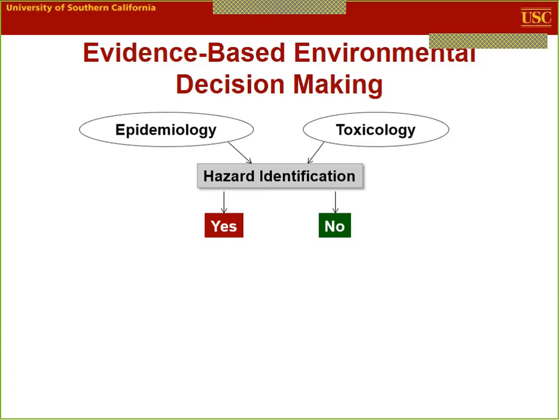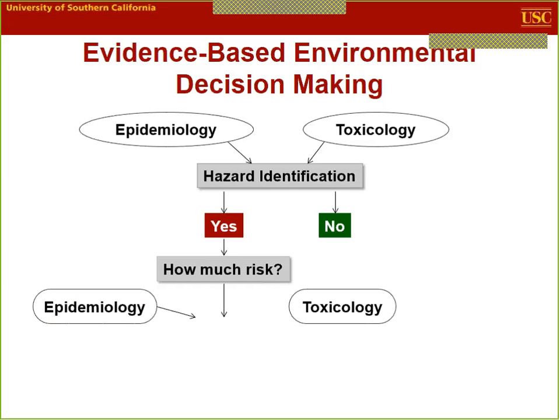Then in our typical paradigm of evidence-based decision-making, we would go on to say, how much risk is there? And this comes into questions of what epidemiology can supply and what toxicology can supply. A next step may be a quantitative risk assessment, looking in some way at how much risk there is. And that leads on to the actual decision-making process, perhaps regulation, policy decisions, and so on.